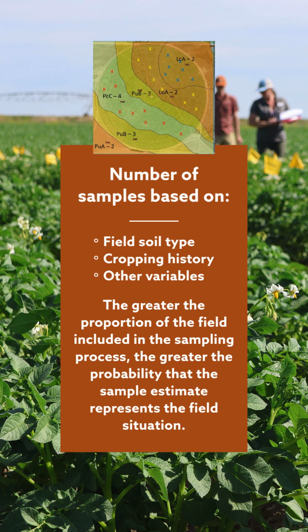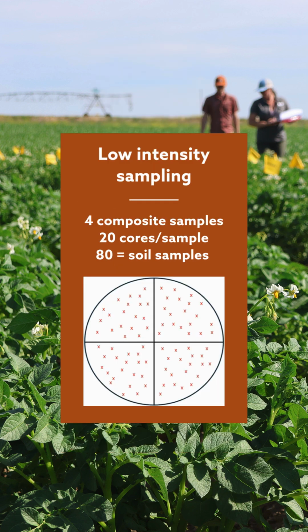When deciding the number of samples you want to take, there are a lot of factors at play, including the field history, the soil properties you're working with, if you know where the nematodes are already or have a general idea, or other things that you would know about your field. The greater the proportion of the field included in the sampling process, the greater the probability that the sample estimate represents the field situation.